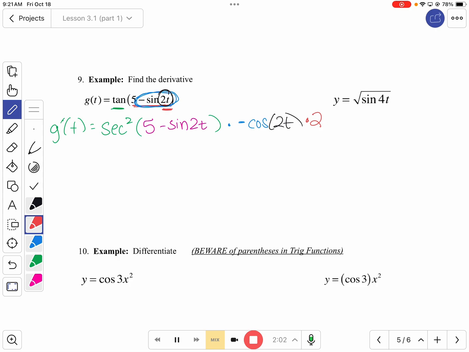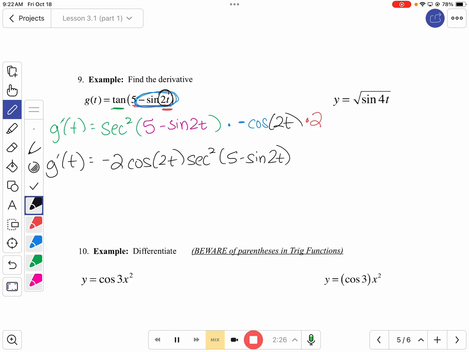And typically it's with trig functions. Not always, but typically e's and trig. All right, simplify that a little. There's not a lot to simplify in that. It's just kind of nasty. I would do negative 2 cosine 2t secant squared of 5 minus sine 2t. That'd be about all I'd do to that, just to rearrange the order of the multiplication. Okay, so you're gonna have to practice these to make sure you can see it.